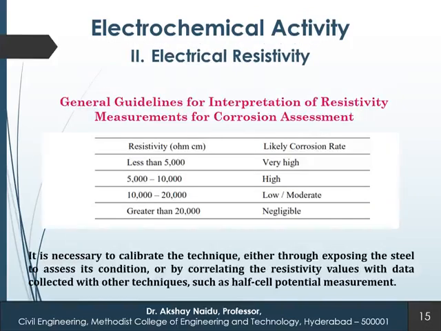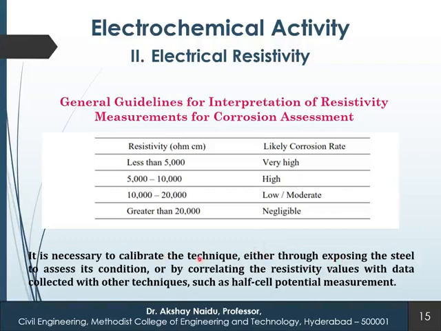So, general guidelines for interpretation of resistivity measurements for corrosion assessment. If the apparent resistivity in ohm centimeter is less than 5000, then because the resistivity is less, the corrosion rate may be very high. If resistivity is between 5000 and 10,000 ohm centimeter, the corrosion rate is high. If it lies between 10,000 and 20,000, the corrosion rate is low or moderate, and if it is greater than 20,000, the corrosion rate is negligible.